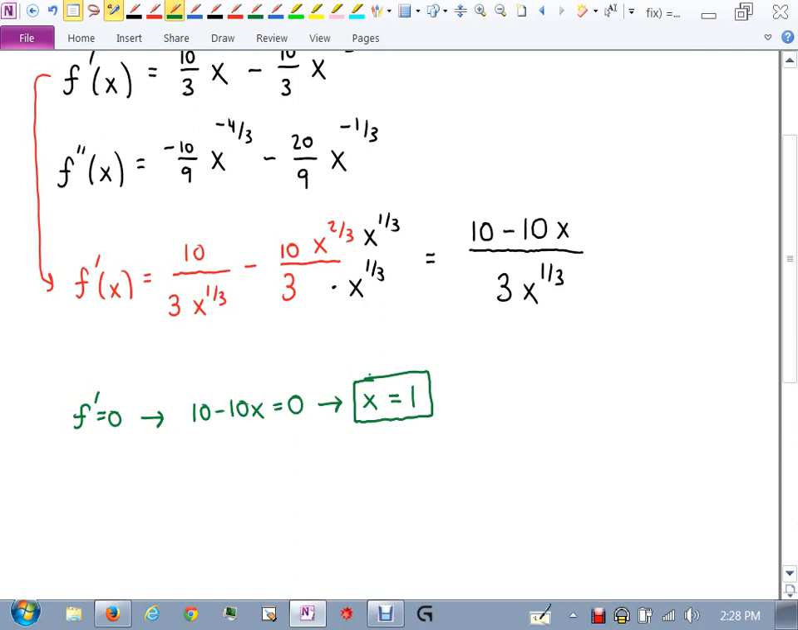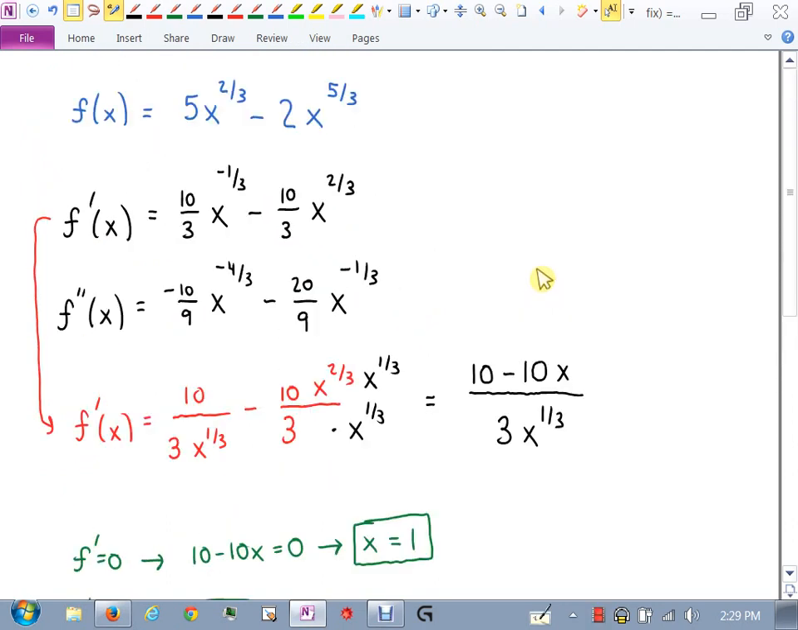What else do I need to check? Where it's undefined. And is it? Where's the derivative undefined? 0, right? At 0. Now, is 0 even in our domain? You can't plug it in here, right? That's the whole problem. You cannot plug it into the derivative. However, look at the original function. 0 to the 2/3 is defined. 0 to the 5/3 is defined. It's part of our graph.